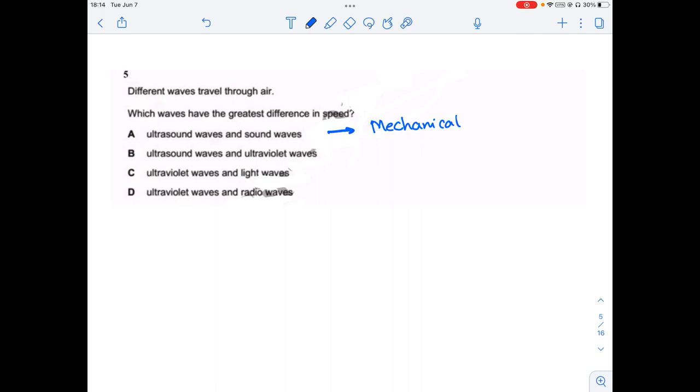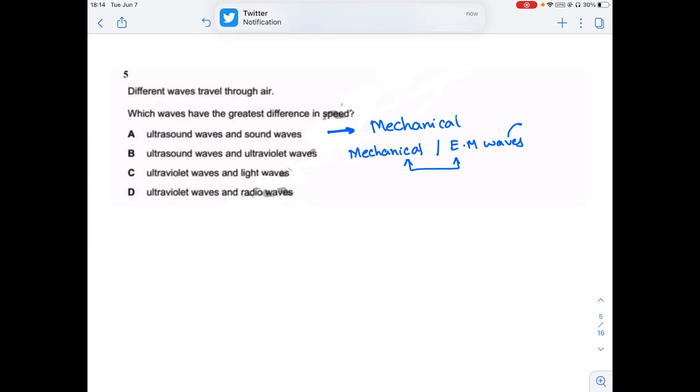The second one is ultrasound waves and ultraviolet waves. Ultrasound waves are mechanical waves, whereas ultraviolet waves are electromagnetic waves. So both will have different velocities. Electromagnetic waves move with a velocity of 3 times 10 to the power of 8 meters per second.